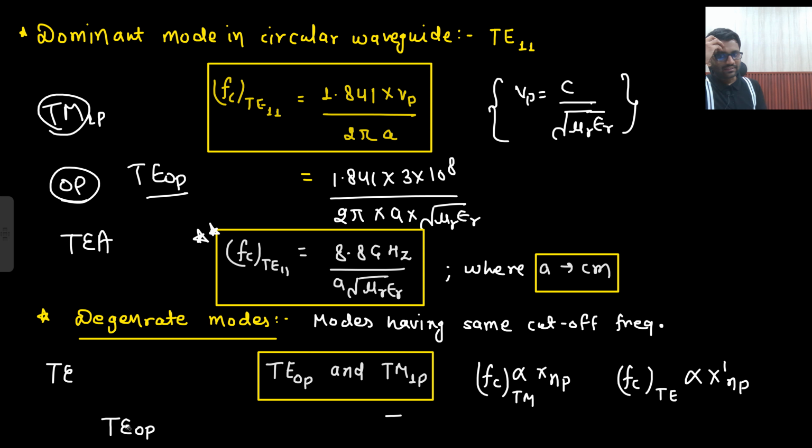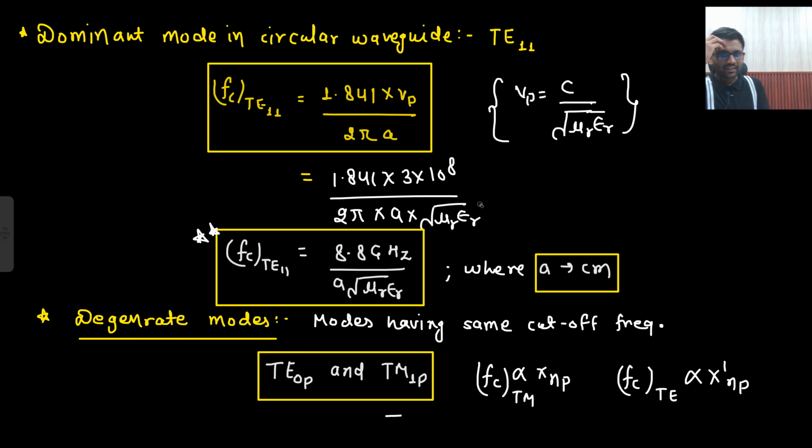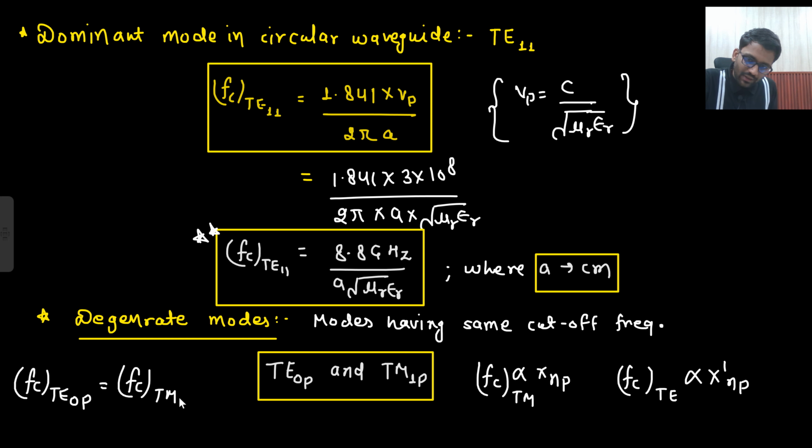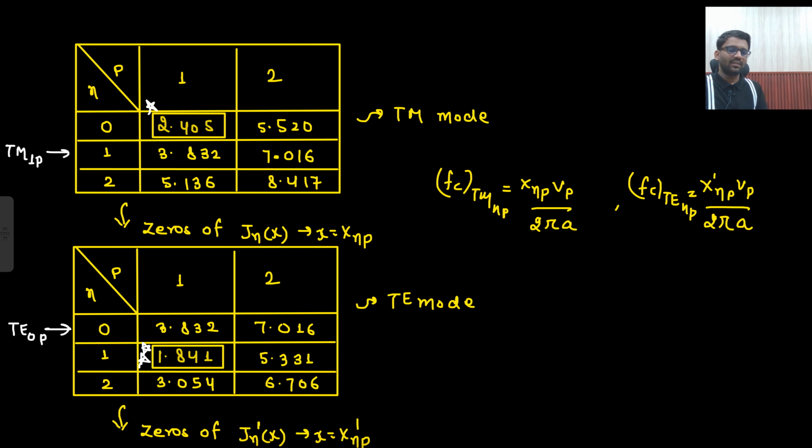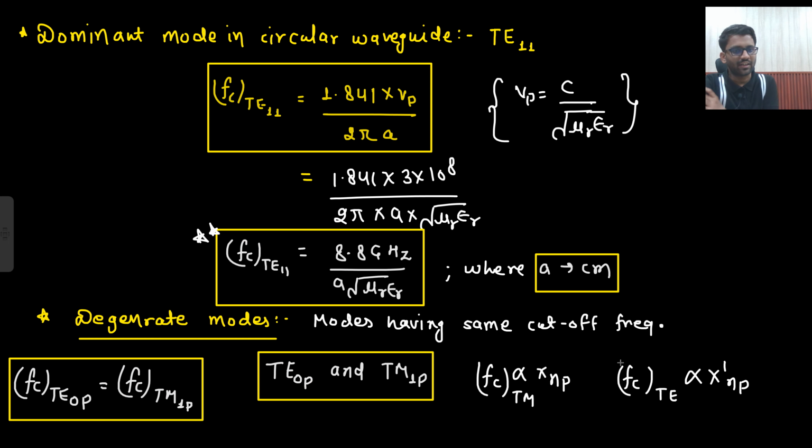So this is how I can keep it in mind, and the meaning of degenerative mode is, what is the meaning? The cutoff frequency for T is OP and the cutoff frequency for TM1P are equal. This is known as degenerative mode. And how did we verify it? Using the table. They can ask you which of the modes are degenerative. That means you need to check 0P and 1P: 0P in case of T and 1P in case of TM.